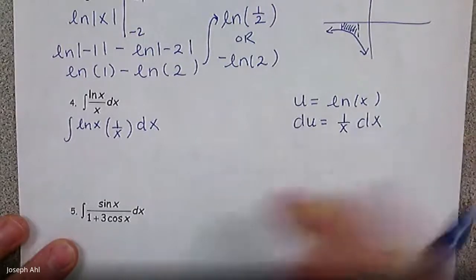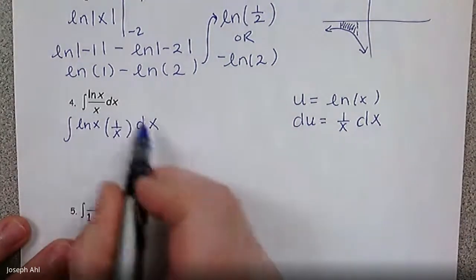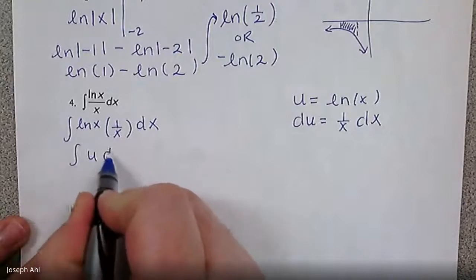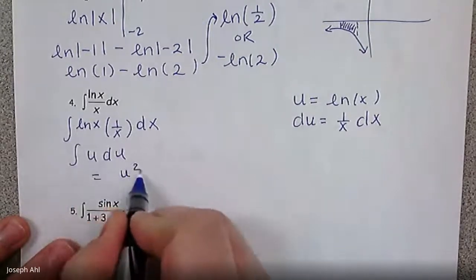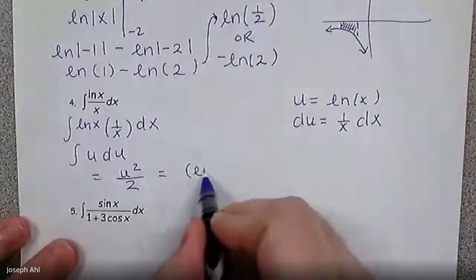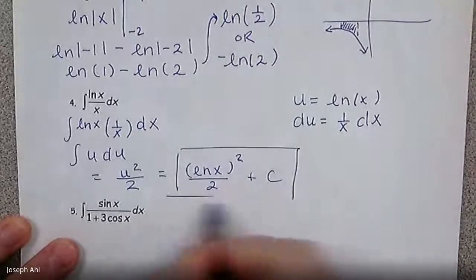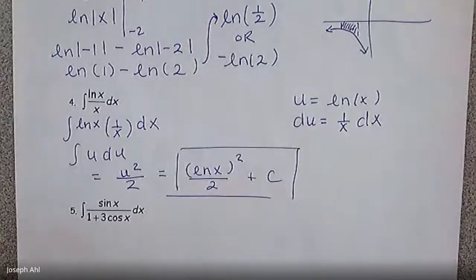1 over x dx. So that's a little bit different compared to the ones that we saw, numbers 1 through 3. But if u is ln x, here's my du right here. So now it's the integral of u du, which is u squared over 2. And since u is ln x, we get ln x squared over 2. And don't forget about your plus c. Okay.